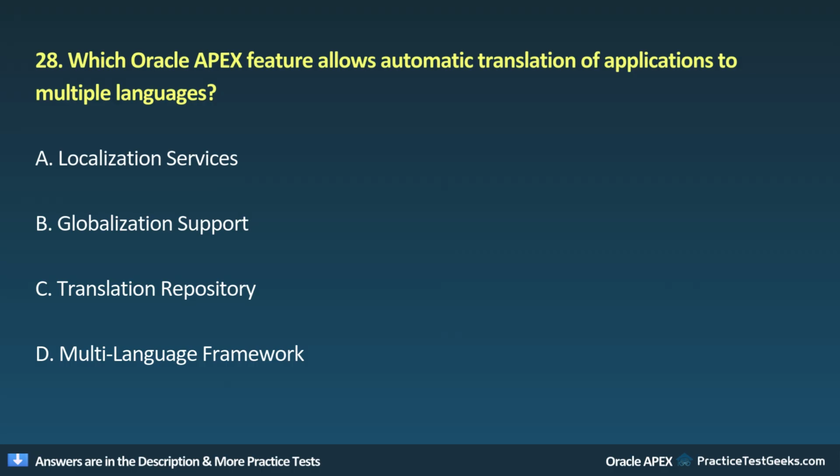28. Which Oracle Apex feature allows automatic translation of applications to multiple languages? A. Localization services. B. Globalization support. C. Translation repository. D. Multi-language framework.